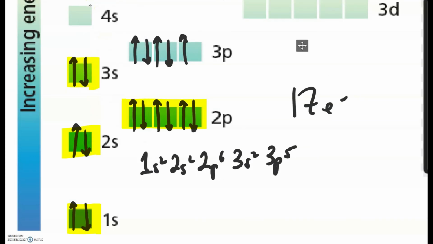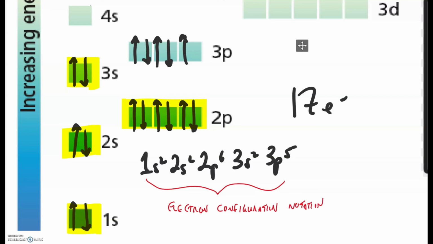And the last thing that we'll say about this is that when we write out this in this format, this is what we're going to call the electron configuration notation, because it doesn't really concern itself with individual orbitals. But this setup, where we're actually showing the individual orbitals, we'll call this orbital notation, because it actually shows the individual orbitals.